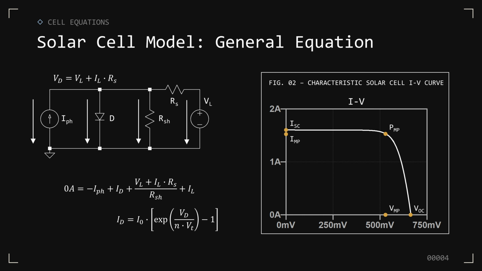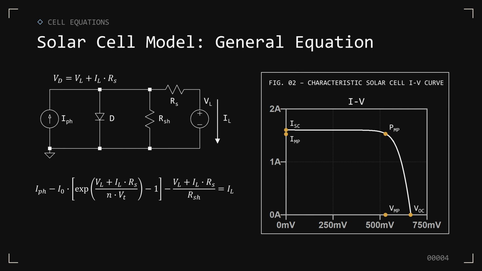And as promised, the diode current can be defined with the Shockley equation. This is the equation that contains the saturation current I0 and the ideality factor N. VT is the thermal voltage. So rearranging gives the governing solar cell model equation. It uses the 5 model parameters that we're looking to extract from datasheet values: IPH, I0, N, RS, and RSH.